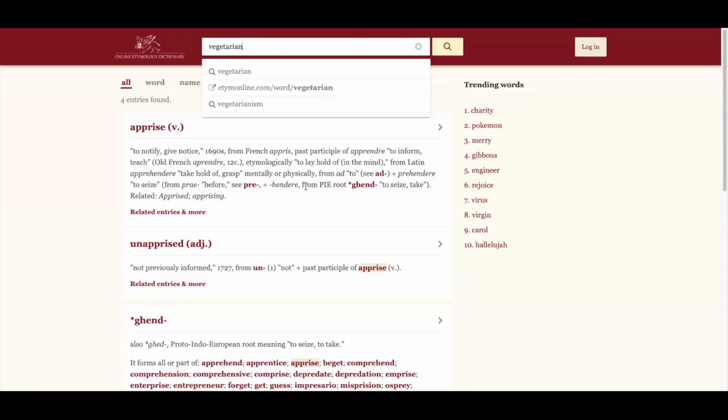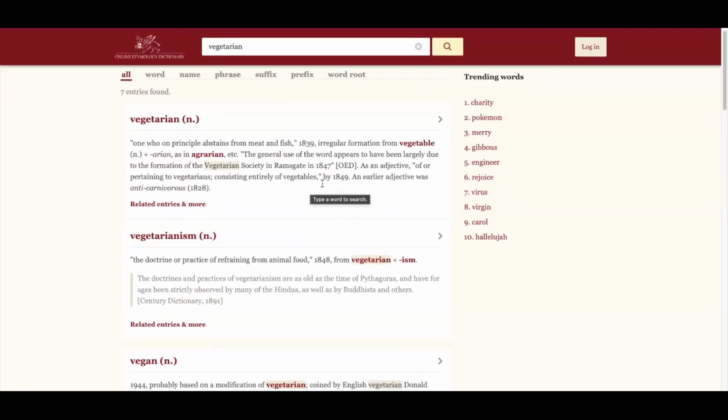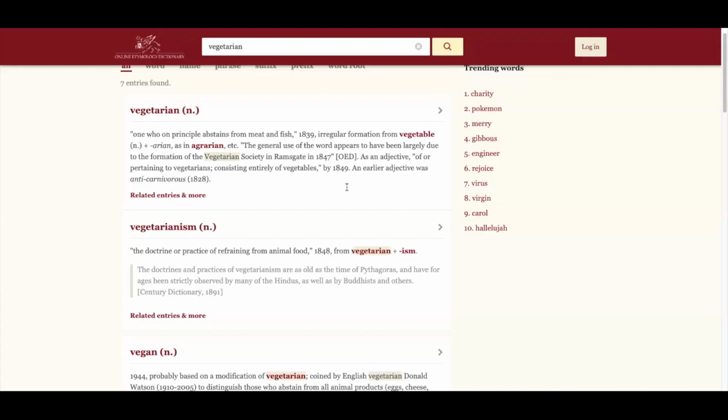So when I look up the word vegetarian, it says here, first of all, it's from 1839, and it's an irregular formation of the word vegetable and agrarian, almost like a portmanteau word, where you take part of one word and part of another word and put them together to make a new word. Like words like brunch and spork would be examples of portmanteau words. The word portmanteau is also a portmanteau word, which is just a fun fact. But I thought this was really interesting.